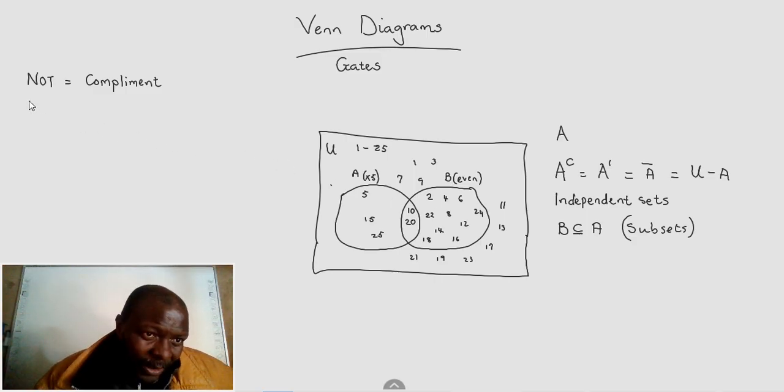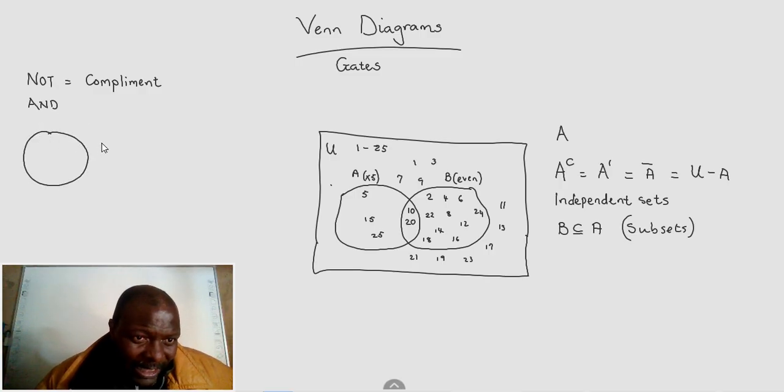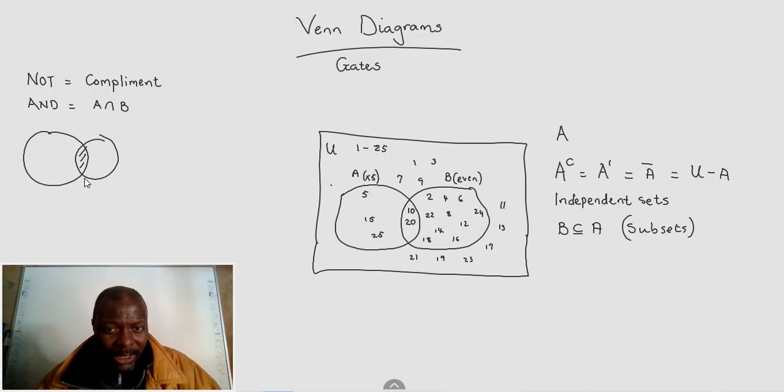So A and B already spells out to you an AND gate. If I'm going to represent the AND, it is therefore the intersection, A intersection B. The symbol for intersection is this, A intersection B. This is the numbers that are found in that shaded space there. All right, this is A intersection B. That is our AND.